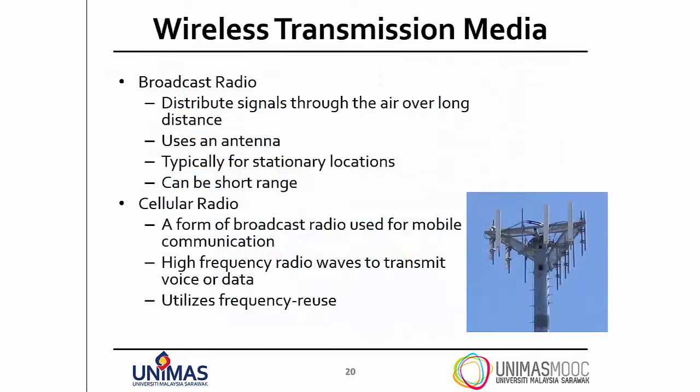Now the second category for the transmission media is wireless transmission media, or the unguided media. You can divide this into 2 subcategories, which are broadcast radio and cellular radio. Now, broadcast radio, you distribute signals through the air and over long distance. It's usually a stationary location, and it can be short range. As for cellular radio, this is what you use for your mobile communication.